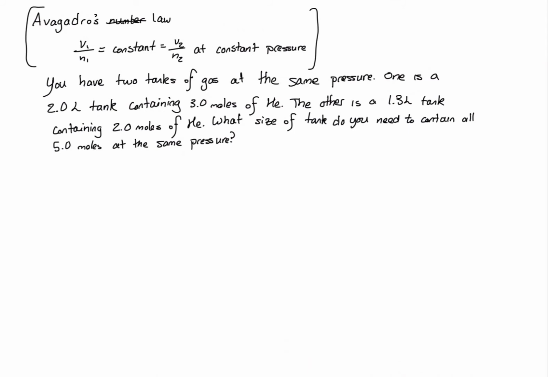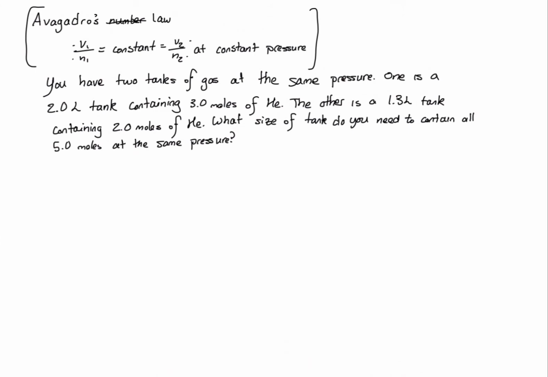You have 2 tanks of gas at the same pressure. One is a 2-liter tank containing 3 moles of helium, and the other is a 1.3-liter tank containing 2 moles of helium. What size of tank do you need to contain all 5 moles at the same pressure? So in this problem, we actually have more information than we need. All we need is an initial volume and an initial number of moles, and we're going to need either a final volume or a final number of moles to solve.